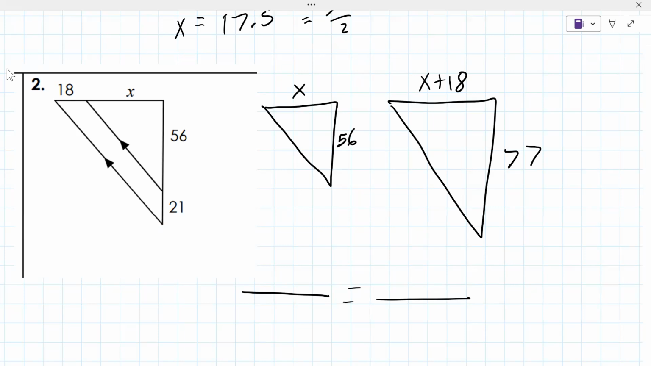Wait, I forget. Does the x plus 18 go on the top or the bottom? It depends how you start. You have to pick a place to start. It doesn't matter where you start. You have to be consistent. Okay, that's what I'm looking for. Just pick something. We'll talk about it.